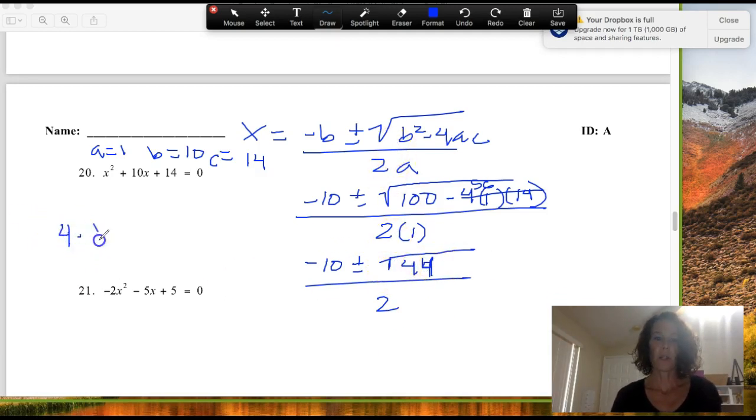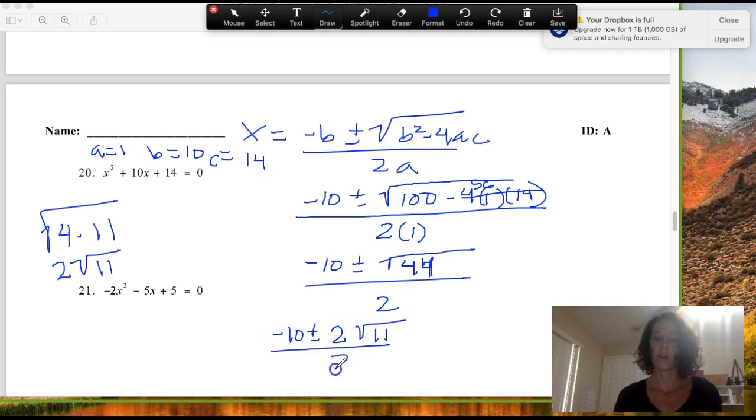It's 4 times 11, and we could pull out the square root of 4, which would be 2, and make that be 2 square root of 11, and that's how we could simplify this. So it would look like this: -10 plus or minus 2 square root of 11 all over 2. Now that still isn't most simplified because 2 divides into 10 and 2 also divides into 2, and this is all one term. So as long as it divides evenly into both terms, you can simplify that even more. 2 divides into 10, and that's going to leave us with -5. And then 2 divides into 2, and that's all one term.